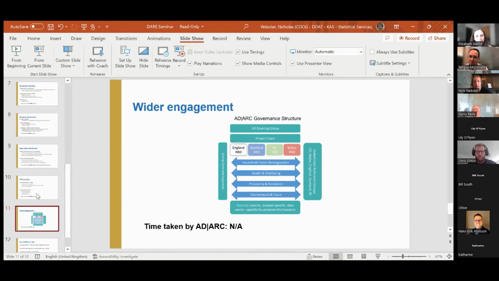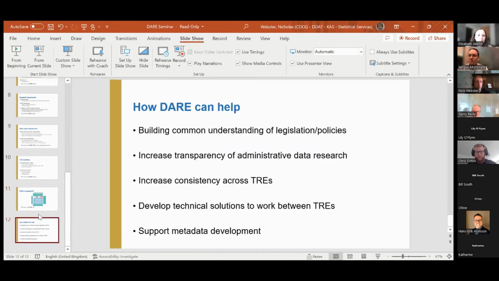I just want to raise the fact that it's not something that researchers do in isolation, and it's something that needs to be worked across government, academia, and the general public, just to make sure that what we're doing is useful, it's having an impact, but it's also protecting data subjects and is transparent. So I'll just finish on some final thoughts and challenges about why we're here today, but how I think DARE could help is building a common understanding of legislation and policies and helping communicate that and help data owners feel a bit more comfortable about what they can and can't do.